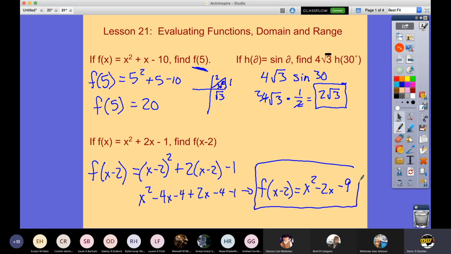All right, any questions on functions? All right, I know we did this a lot, maybe not a lot, but we did it quite often last year.